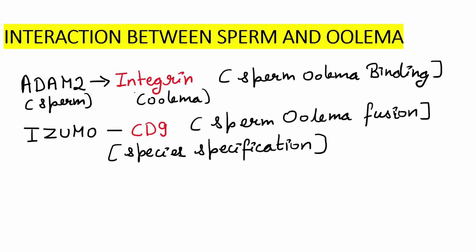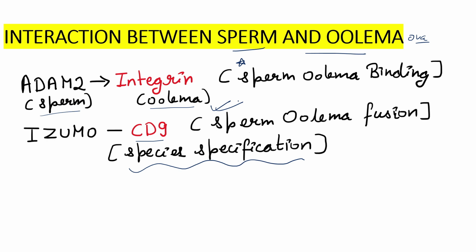So now what will happen? Interaction between sperm and oolemma. Sperm is for sperm and oolemma is for the ova. ADAM2 is present in sperm. It interacts with integrin which is present in the oolemma. This helps in sperm oolemma binding. Izumo protein will bind with CD9, and it is a species specification protein, and it is responsible for sperm oolemma fusion.